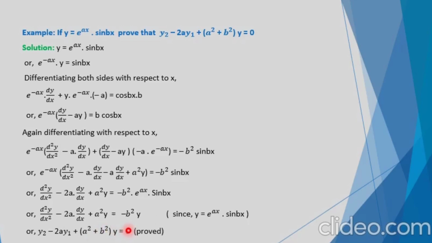I forgot to tell that e to the power ax sin bx, we put y in place of e to the power ax sin bx, since y equal to e to the power ax into sin bx, therefore minus b square y.